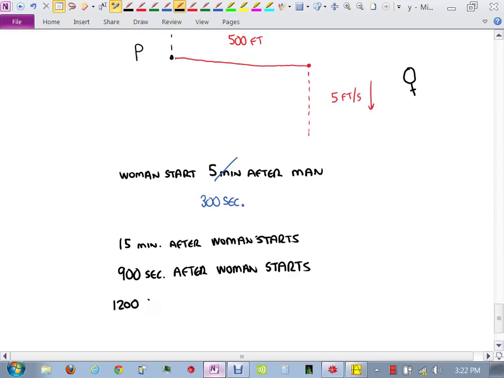Which is actually also what? 1,200 seconds after the man starts. It's actually 20 minutes after he started, isn't it? He starts walking, he walks for 5 minutes, she starts walking, 15 minutes later, at that instant, how fast are they moving apart from each other? Relative to the man, it's 20 minutes later. To her, it's 15 minutes later, right?